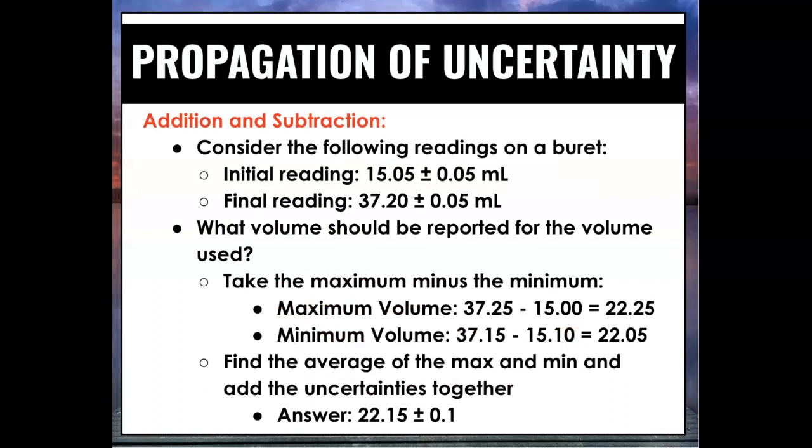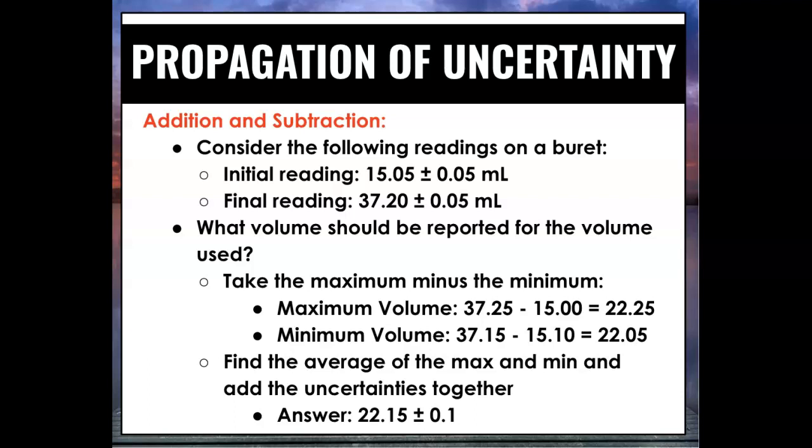So propagation of uncertainty. Consider that we have the following readings on a burette. We have an initial reading of 15.05 plus or minus 0.5 milliliters and a final reading of 37.2 plus or minus 0.5 milliliters. What volume should be recorded? Well, we need to take the maximum values that we have possible and the minimum values that we have possible. If we want the maximum value possible, we're going to take the initial reading, the lowest value of that, and the final reading and the highest value of that to get the maximum value possible. If we want the minimum value possible, we're going to take the initial reading and take the highest value, and the final reading and take the lowest value to get the minimum reading.